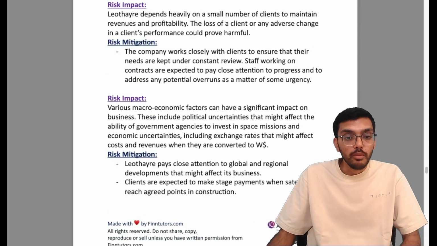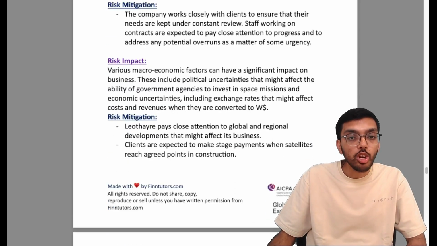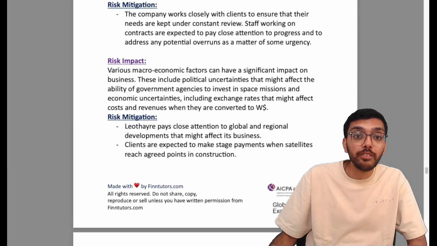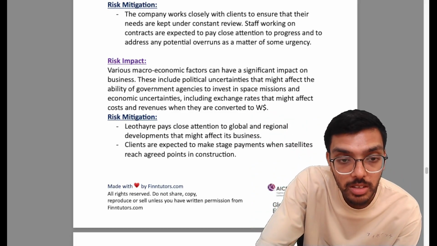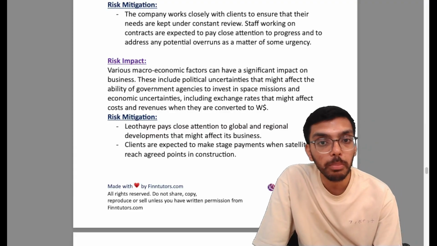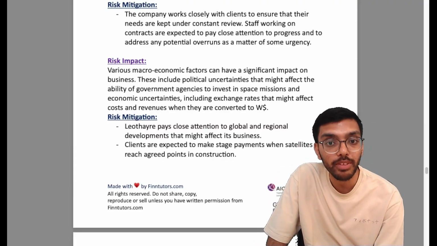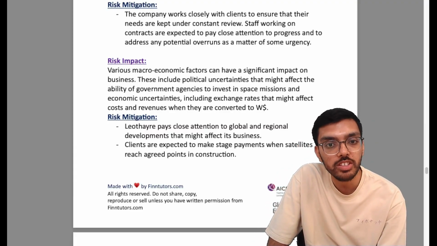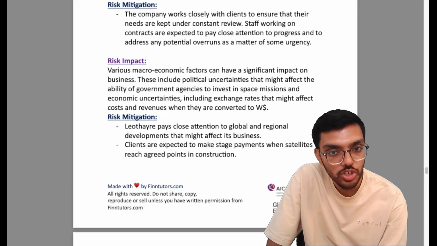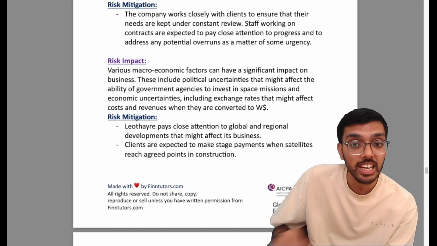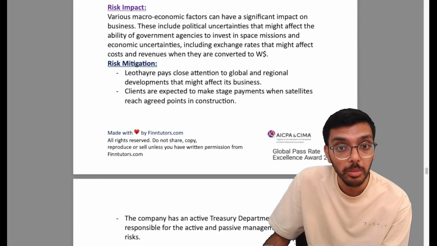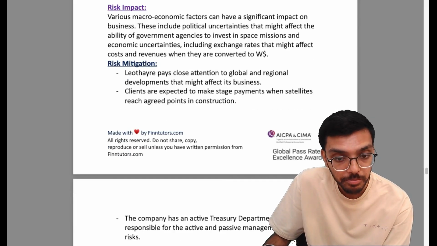Sixth, various macroeconomic factors can have significant impact on the business. So, economic risks. These include political uncertainties that might affect the ability of government agencies to invest in space missions. Exchange rates are also an issue. Very clearly, your currency risks are going to come into the picture here.